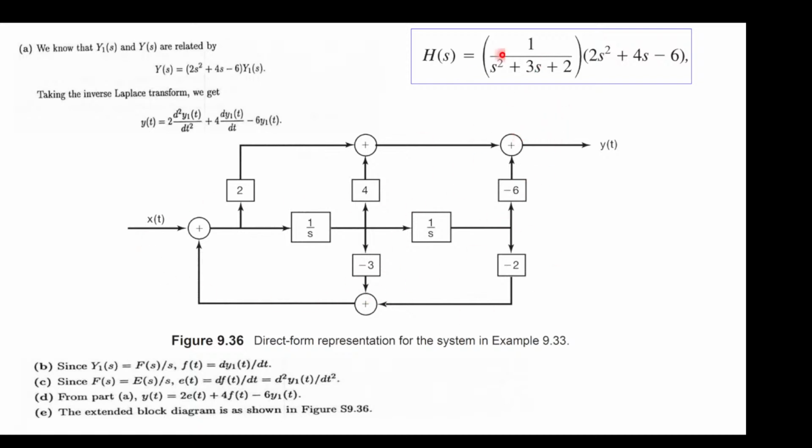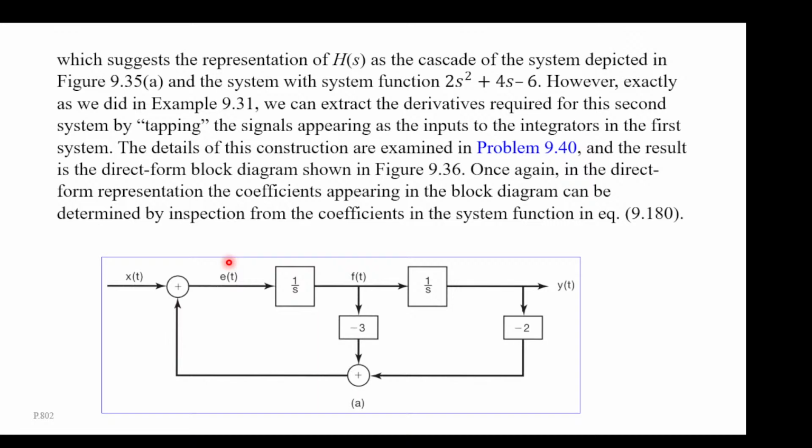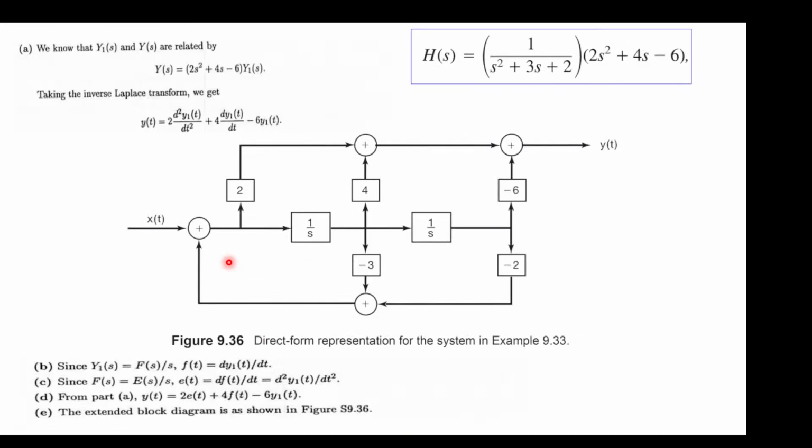So this lower part is 1 over s squared plus 3s plus 2. And the upper part, you have those three things here. And so this is a direct form to have a rational function. And yeah. Any questions? Otherwise, this is the end of our lecture.